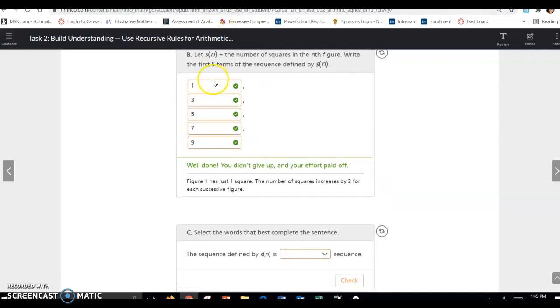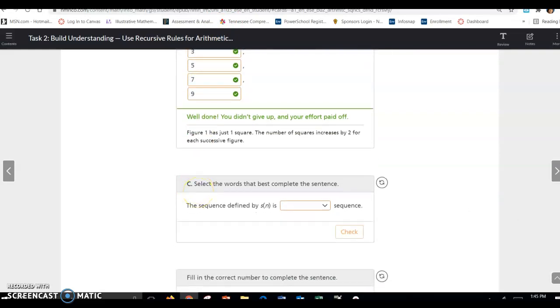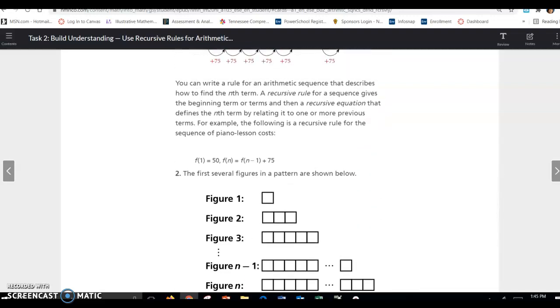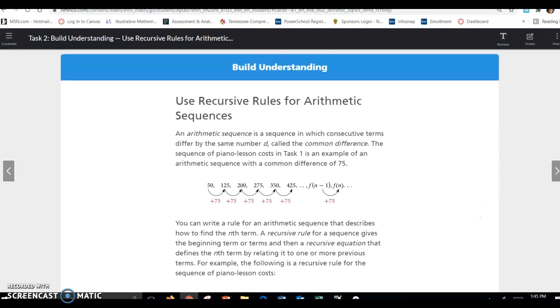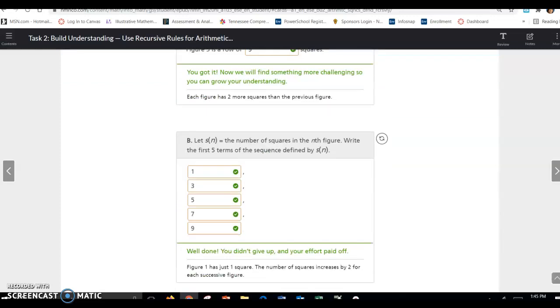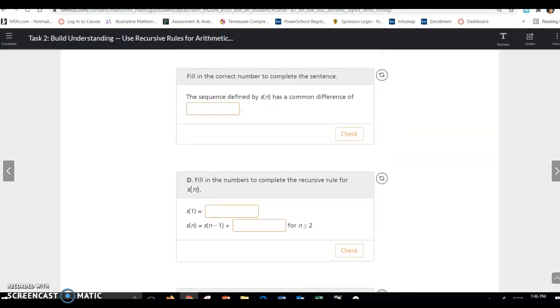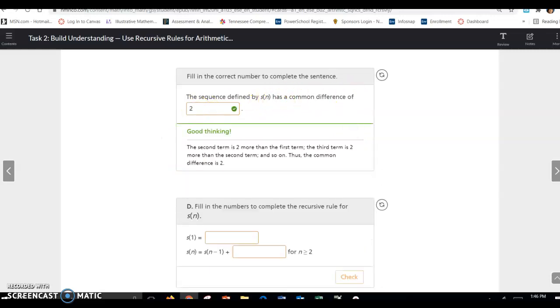You increase each one by 2 to get to the next one. All right, so the sequence defined by S of n is an arithmetic sequence because you're adding 2 each time to get to the next one. So again, remember up here, arithmetic sequence differs by a common difference, okay? So if you can add or subtract to get to the next term, that's considered an arithmetic sequence. The sequence defined by S of n has a common difference of 2.